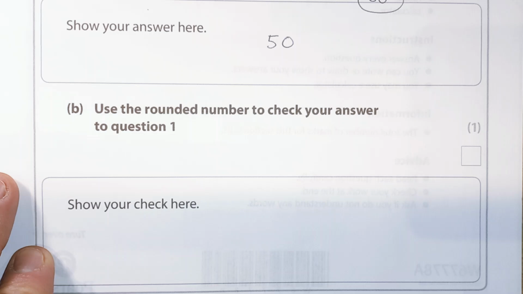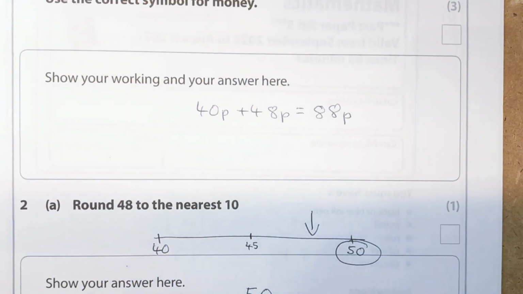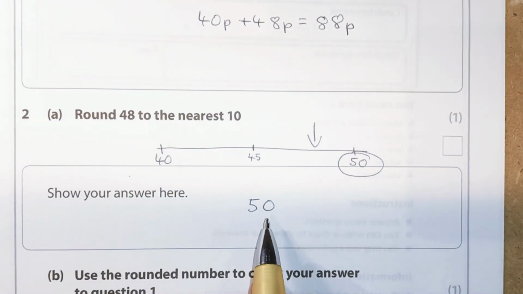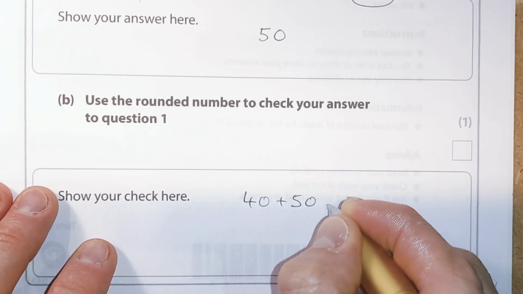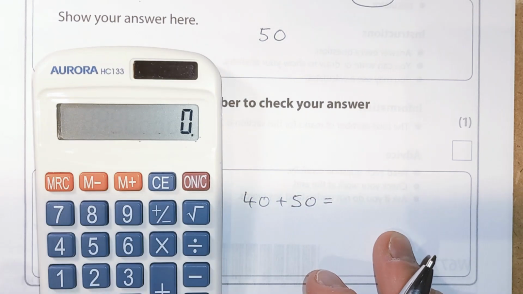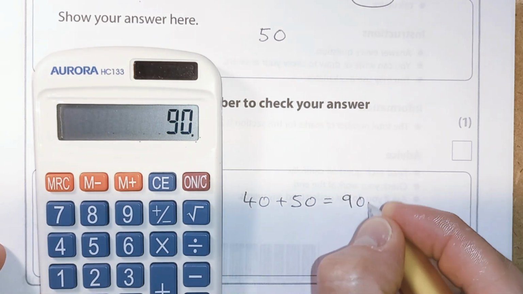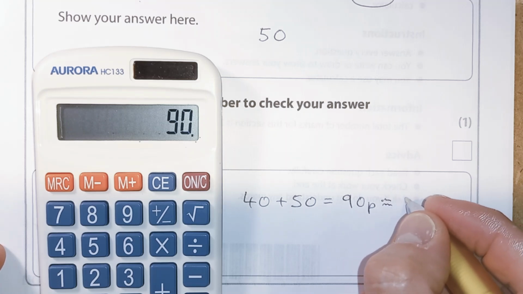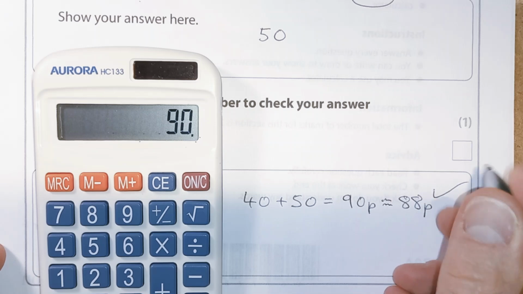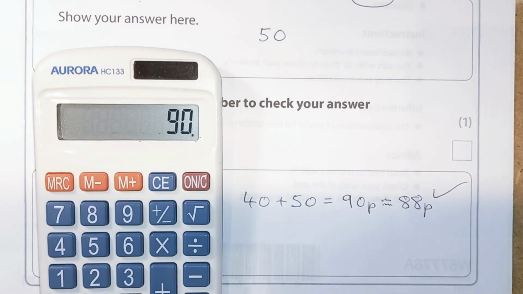Question 2, part B. Use the rounded number to check your answer to question 1. So question 1, we were doing 40 plus 48. But in part 2A, we're saying instead of 48, let's treat it as 50. So what we're trying to do is 40 plus 50. And we've got our calculator. And we get 90p, which is approximately, sort of squiggle equal sign, approximately equal to 88p. So that's our check. That's all we're after.